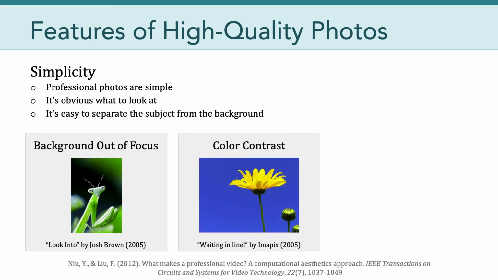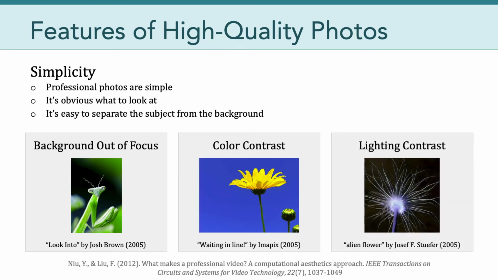Another example is color contrast. In this example, the photographer has captured this flower in a way that the yellow flower really complements that blue sky in the background. And so that contrast in color really makes the flower itself pop out. So color contrast is another example of how to separate the subject from the background.